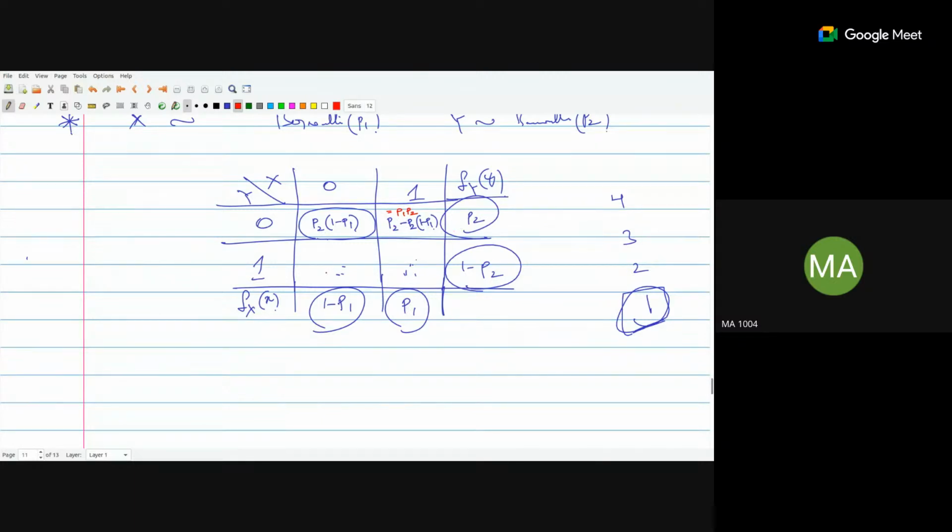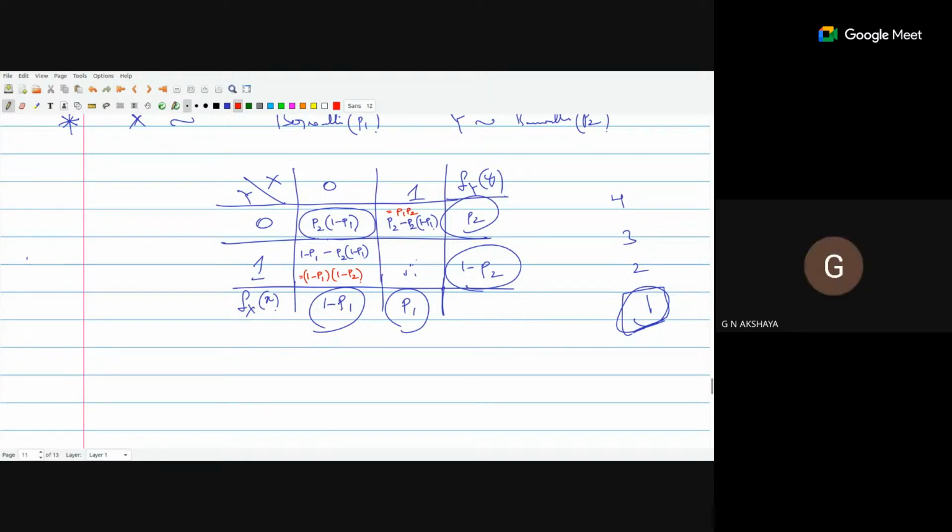So similarly, if I see this entry, what will this entry be? This is 1 minus P1 minus P2 times 1 minus P1. So if I take 1 minus P1 common, I'm going to get 1 minus P1 of 1 minus P2. Correct? Yes, no? Yes.